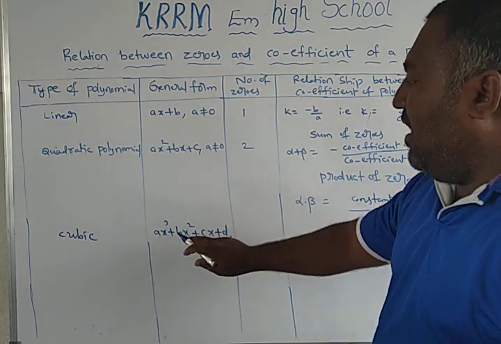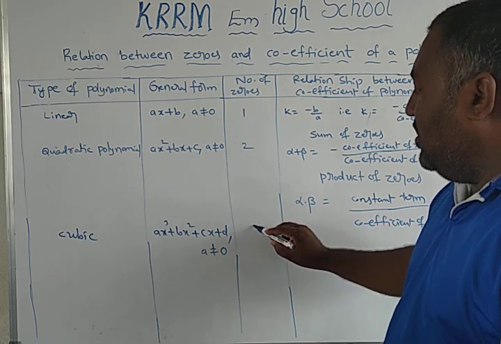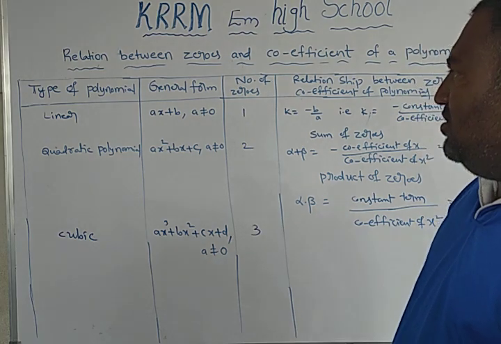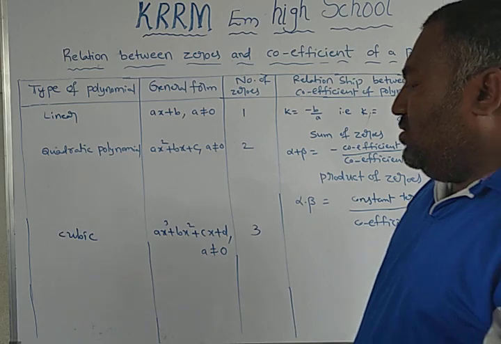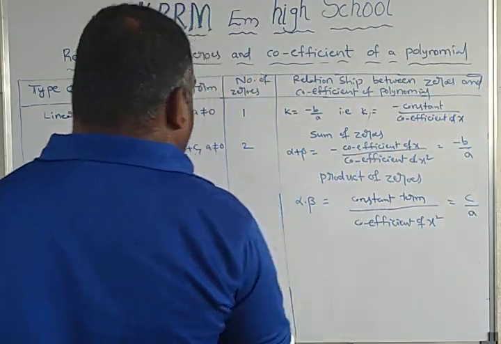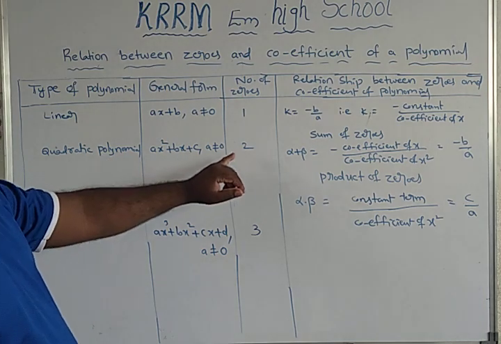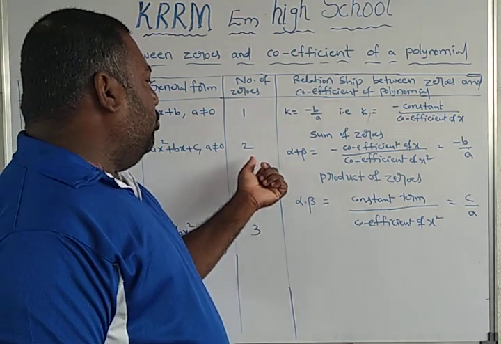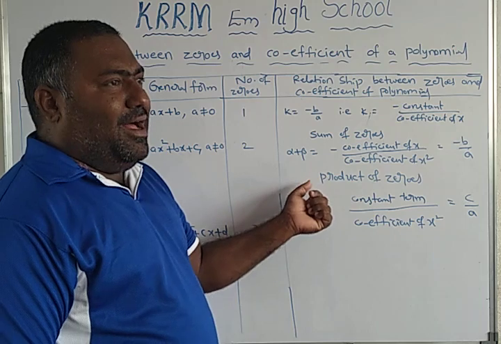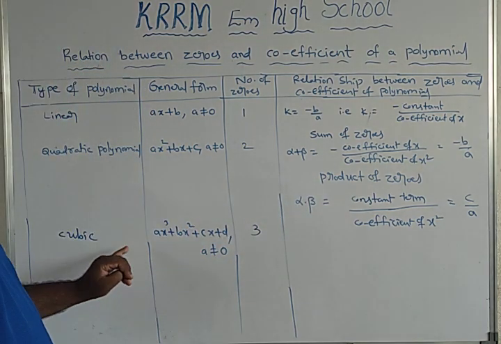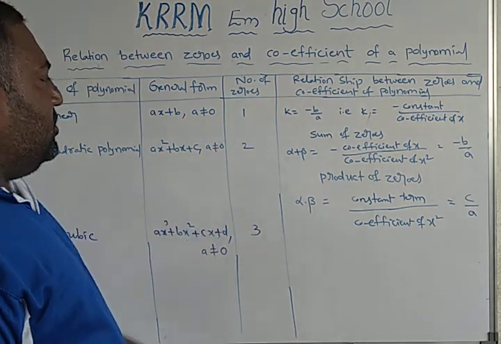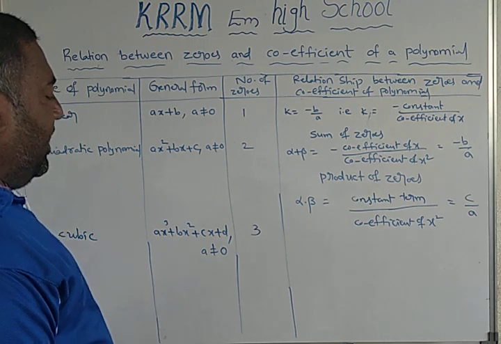How many zeros does a cubic polynomial have? The degree of this polynomial is 3, so we have 3 zeros. We take the 3 zeros, namely alpha, beta, gamma. In a quadratic polynomial we take 2 zeros, one is alpha, another one is beta. In a cubic polynomial there are three zeros, so we take alpha, beta, gamma.